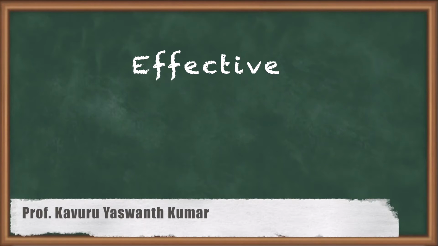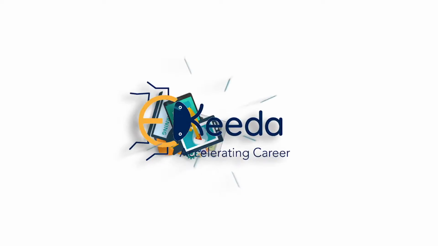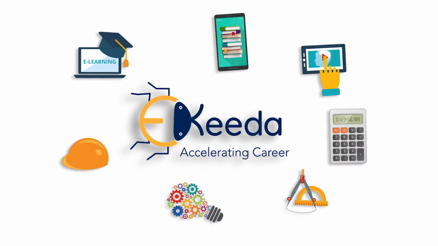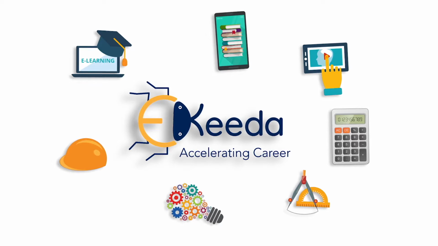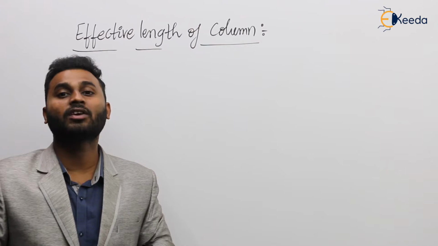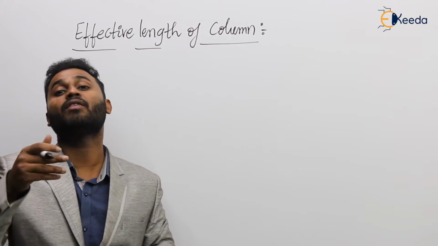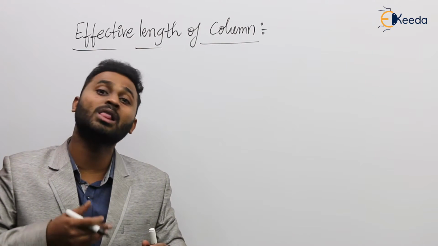Okay, the next concept in the design of compressive members is finding out the effective lengths. So far we have discussed the design compressive stress. So now the next concept is effective length. This effective length depends upon the end conditions of that column. Depending upon the end condition, the effective length varies. So now let us see all those cases.